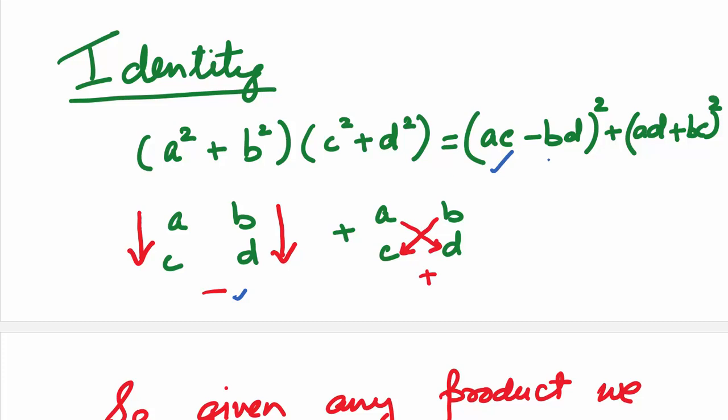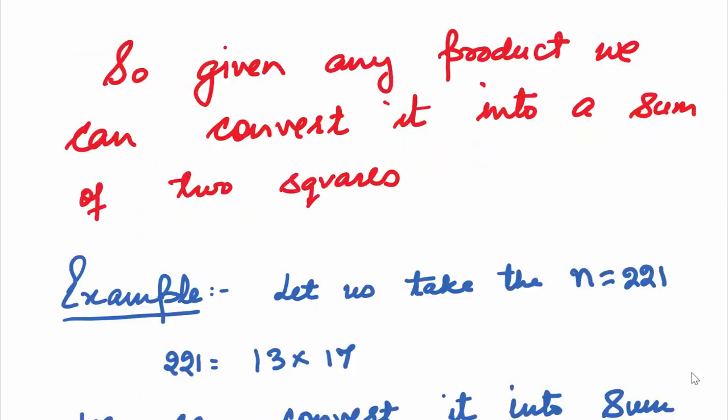So, (ac − bd)² plus. In the next one, do crosswise. That is ad plus b into c, and take the whole square. So this identity helps us in writing the sum of two squares. Given any product, we can convert it into a sum of two squares using the above identity.